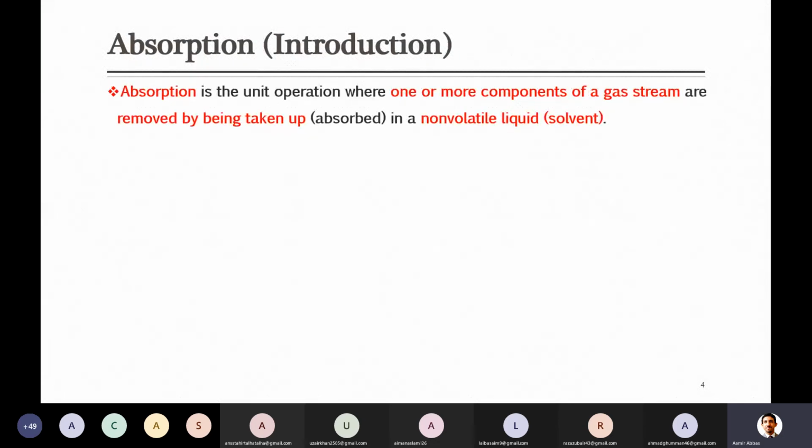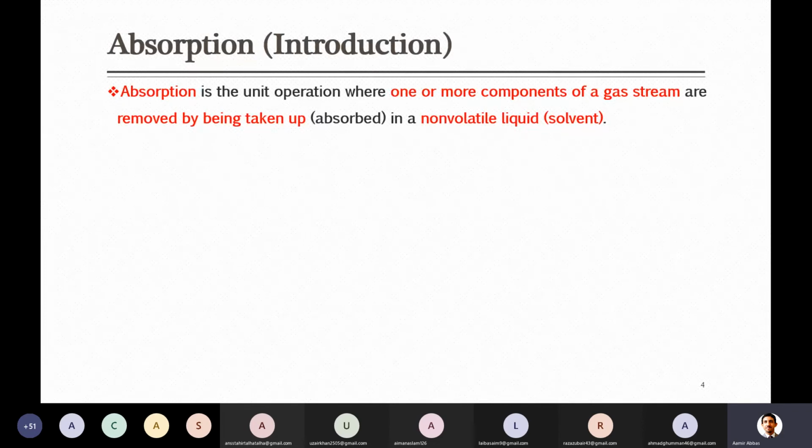What is absorption? Initially, you already know that absorption is a unit operation in which we remove some of the components from a gas stream by using some liquid, or we call it solvent. When we bring the gas in contact with that liquid, the liquid has affinity towards some of the components of the gas stream. Some of the components will be absorbed inside the liquid, and other gas components will just leave from the column in which we are contacting them.